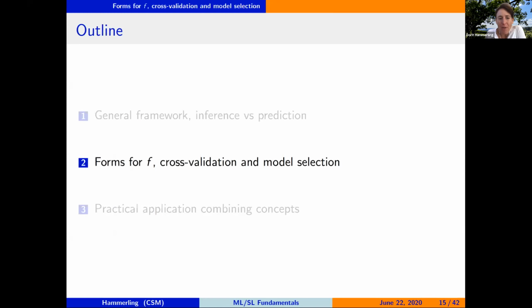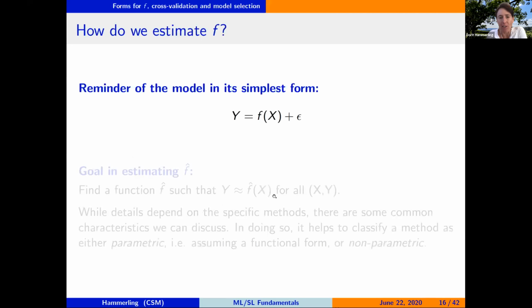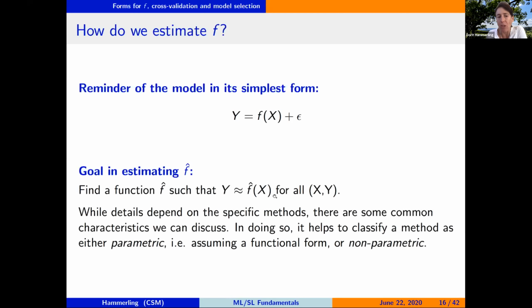All right, so now we'll go into some forms of F, more details about cross validation, which I saw you had a lot of questions on in the first half, and model selection. So just a quick reminder here. We have this fairly simple model that we use all the time conceptually. Our goal is to estimate that function, and we call it F hat. That just means we want to get an estimate for it.